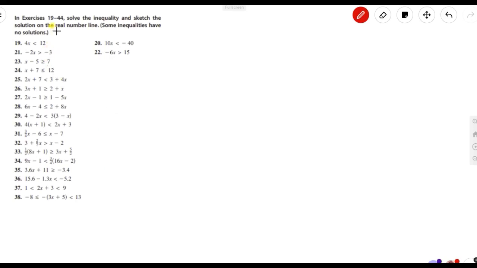They have also asserted here that some of the inequalities do not contain any solution, so we have to find that out once we cover up the questions. Okay, so let's begin, and I will select a couple of questions. I'm going to do this question that I'm going to take here. That's what I'm going to do.